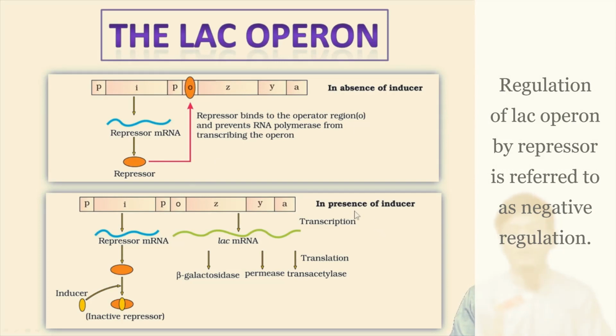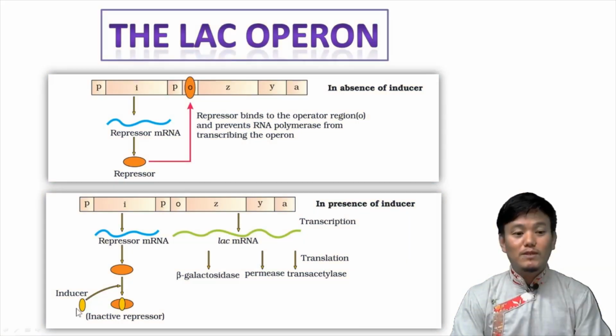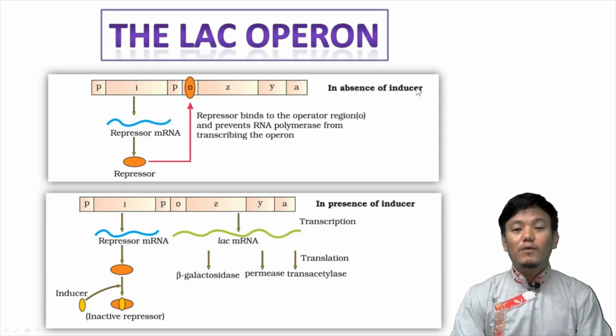In the second scenario, in the presence of inducer, when lactose is present, what happens? The inducer binds with the repressor protein and makes it inactive, and therefore the repressor protein is unable to bind with the operator, thereby making the entire region free for the RNA polymerase to transcribe. The lac mRNA is produced, and from this lac mRNA, these three enzymes are produced. And this is said to be switched on. The lac operon is switched on. So that is about the lac operon.